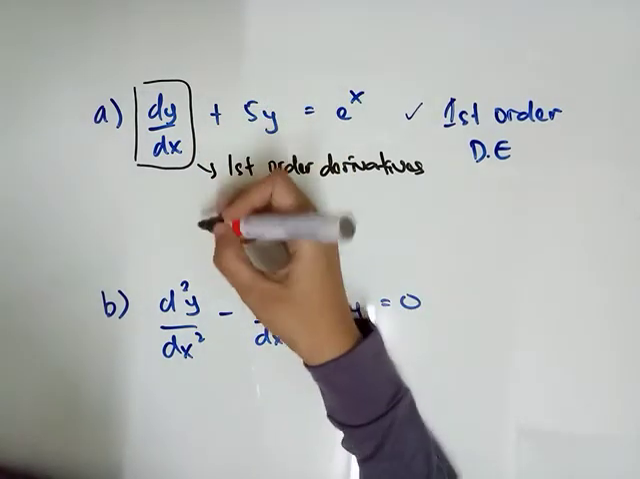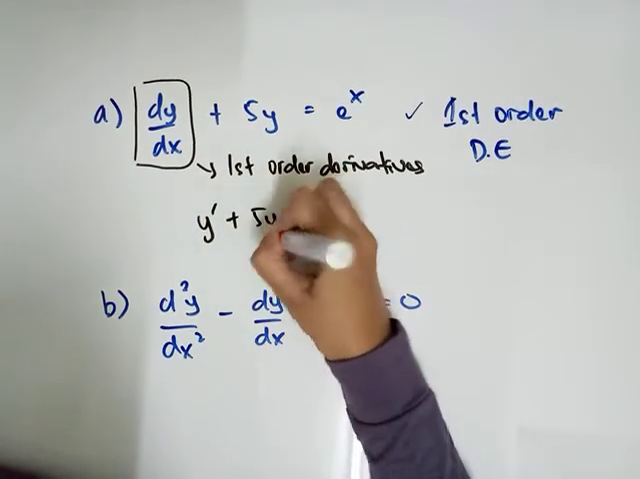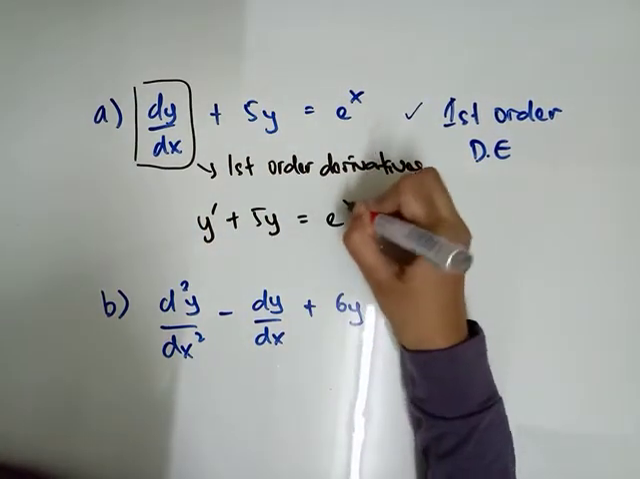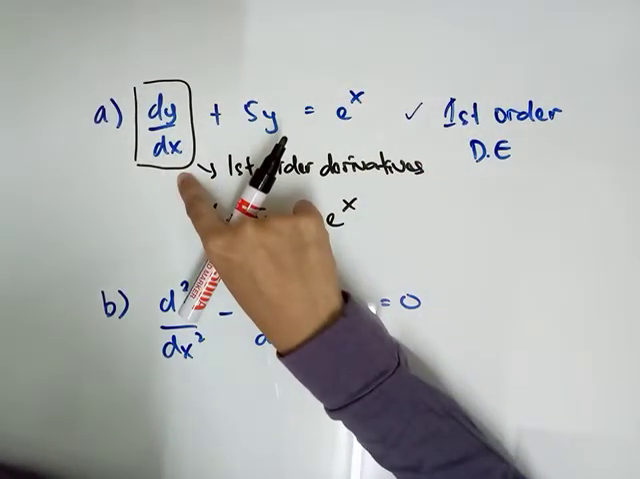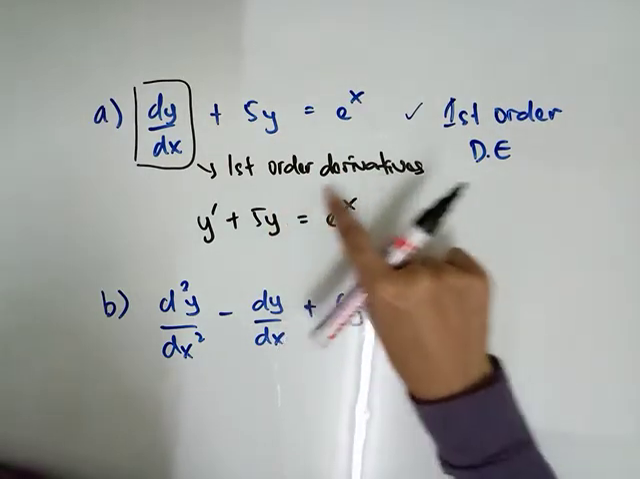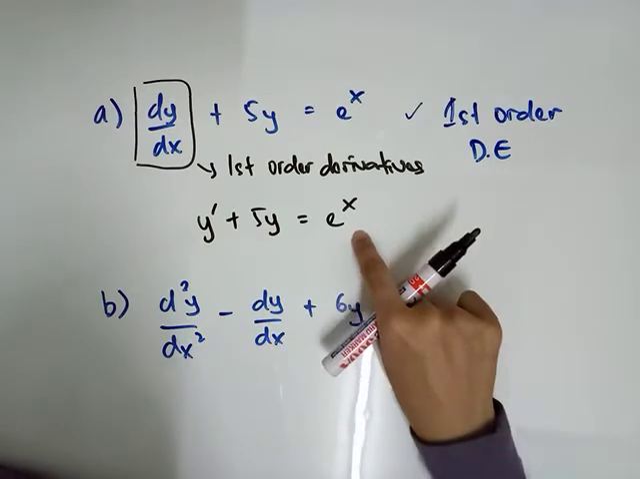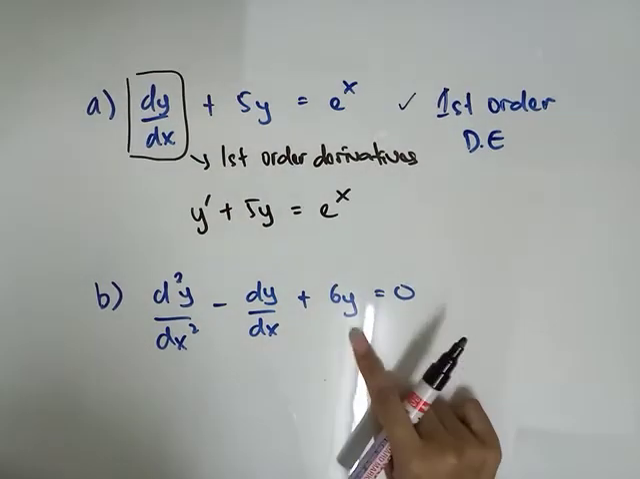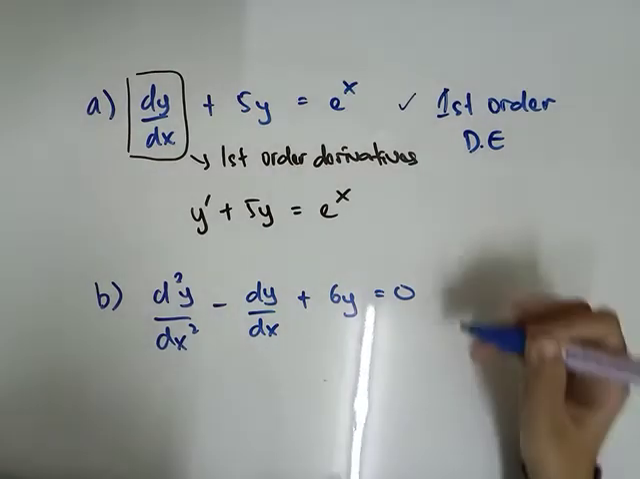Okay, and it can be written as y prime plus 5y equals e to the power x. Y prime means dy over dx. Okay, plus 5y equals e to the power x. It can be written like this. Okay, but for b, we can say that it is a second order differential equation.